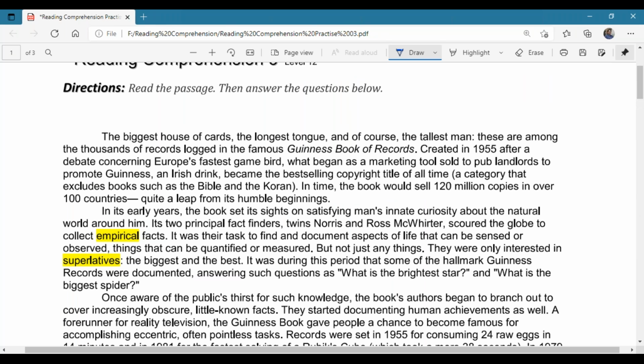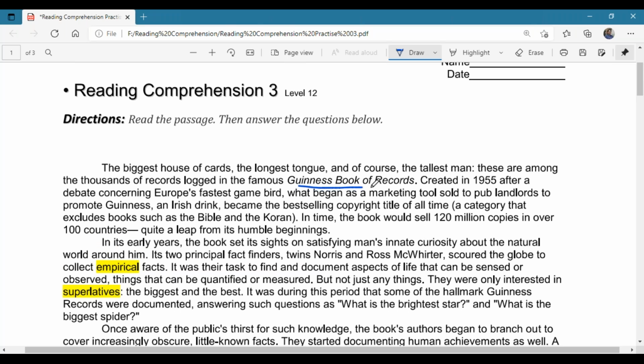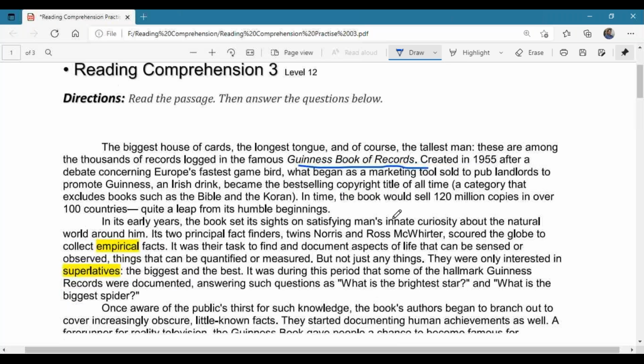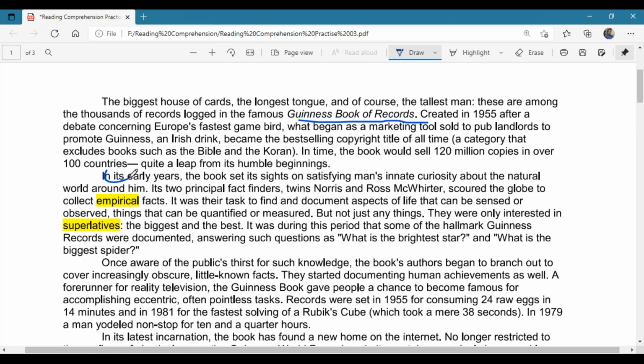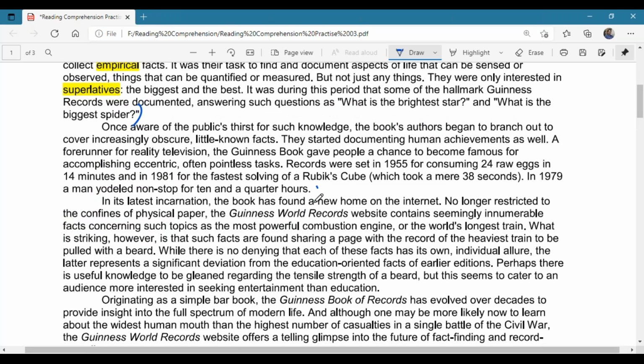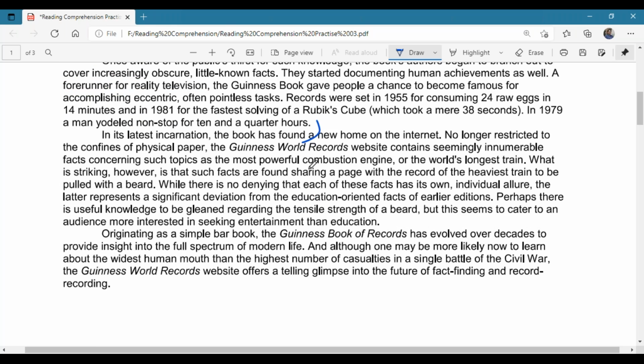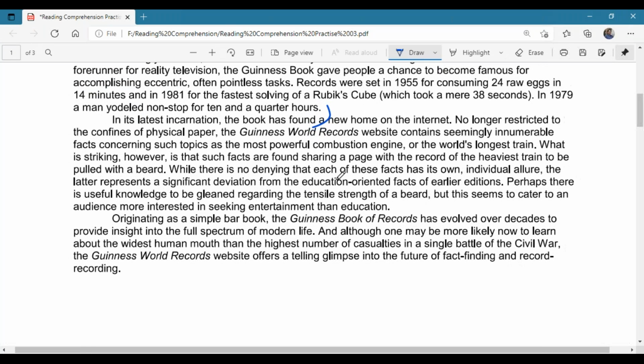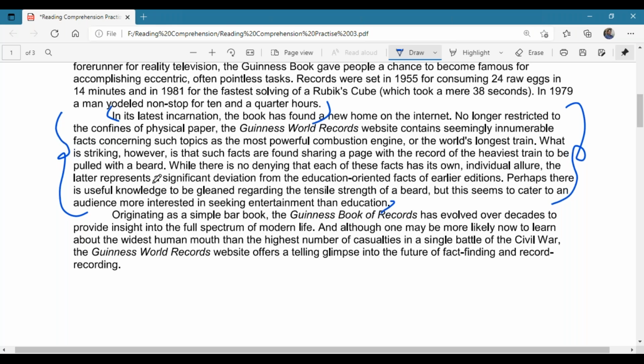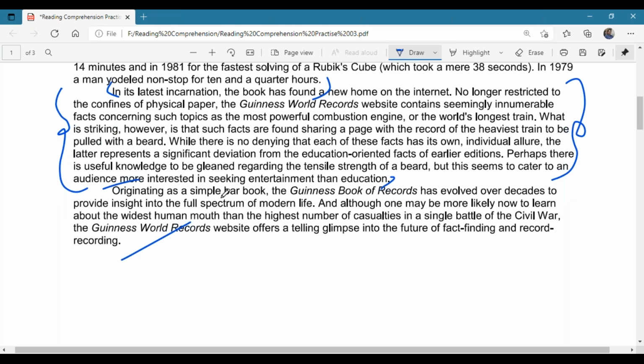See, here they introduced the Guinness Book of Records. Then they went into the history in the early years, completely till here. Then, to identify the differences, how did the book get upgraded? This is something we call exposition: the changes that happened, the different kinds of events that took place. And finally, they have given a conclusion at the last.